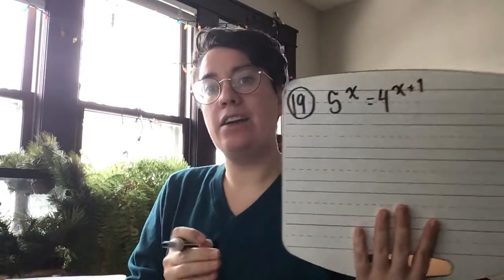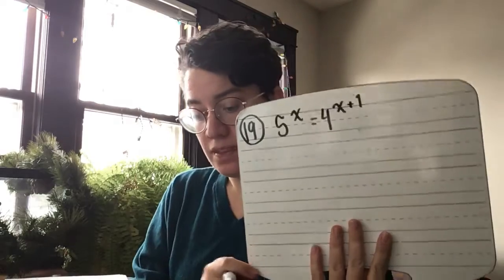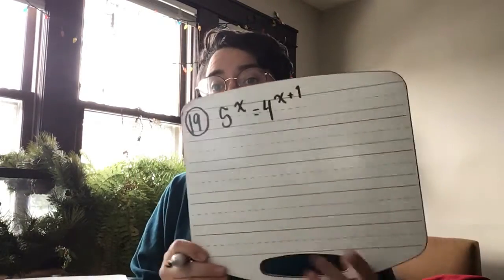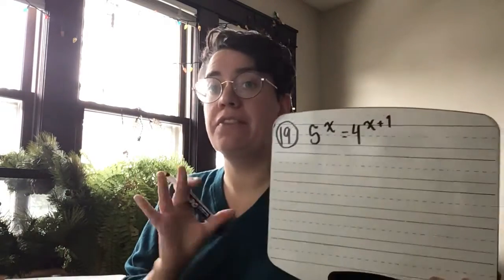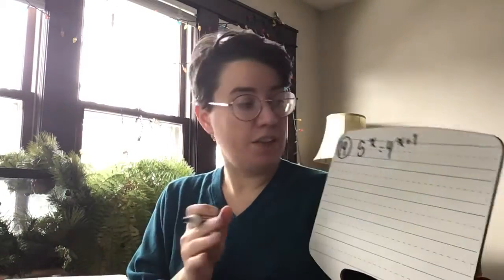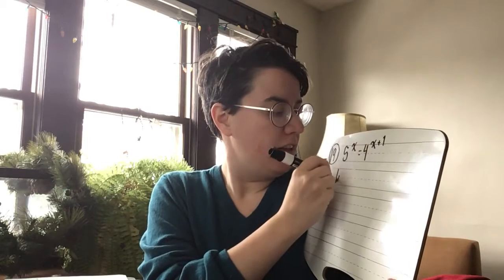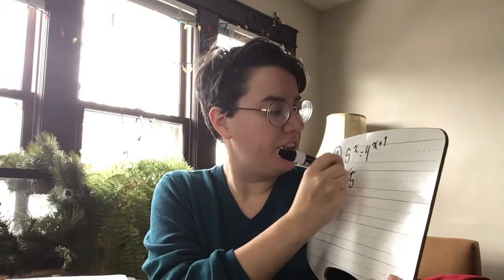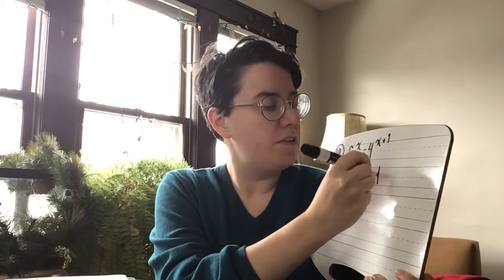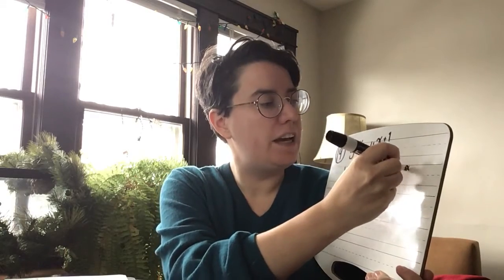Now we're going to look at number 19. And number 19 is tricky because there's two exponential terms. Thankfully, they're already by themselves. So when we take the log of both sides, we end up with ln of 5 to the x equals ln of 4 to the x plus 1.